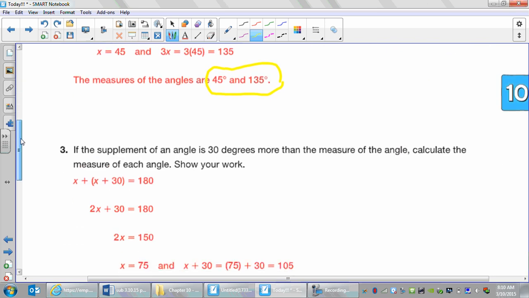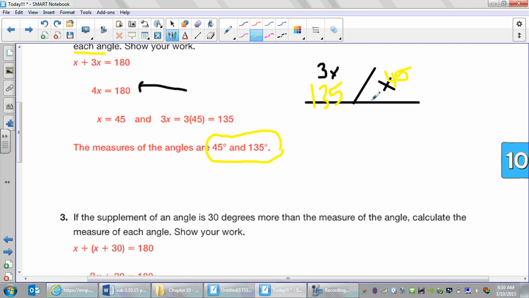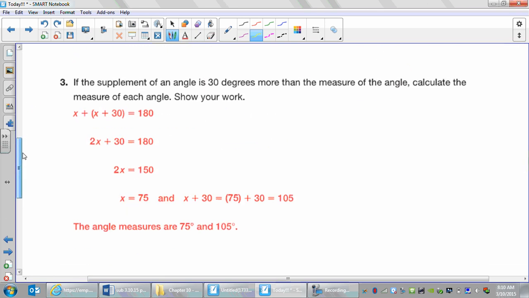Okay, number 3, same as up here. If we had a little image, we know that it says supplement. So we have a straight line, and then an acute angle and an obtuse. One of them is 30 more than the other. So if they're both x, the bigger one would be 30 more. So I'll have x plus 30 plus x. And then I would solve.